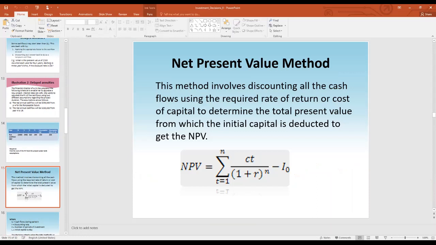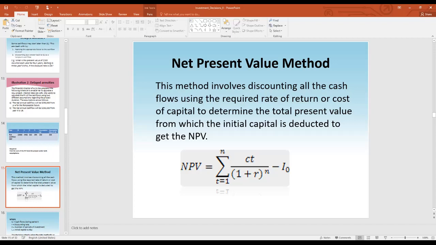In the use of the NPV method, it's simply determining the present value of cash flows that you'll be receiving over the life of this investment. What's the total present value of cash flow you can be receiving from this investment over its life? Therefore, it's the sum of present value of cash flow minus the initial investment cost.